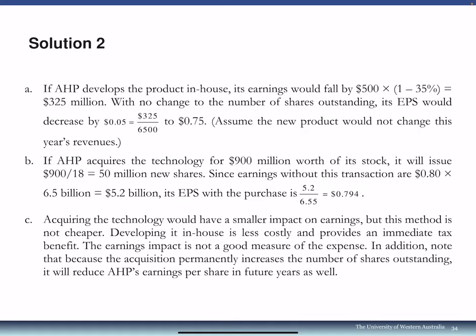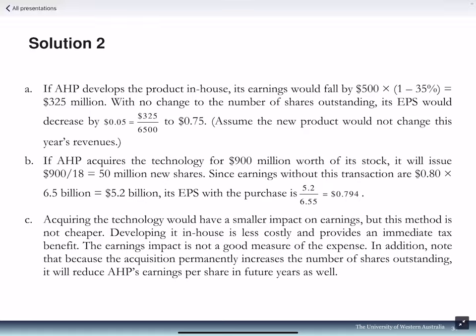Why not? Because here, the first one will cost you roughly $500 million R&D cost, right? But the second one costs you $900 million. So developing it in-house is less costly and provides an immediate tax benefit because you will pay less tax. But the earnings impact is not a good measure of the expense. In addition, know that because the acquisition permanently increases the number of shares outstanding, you will reduce AHP's earnings per share in future years as well.